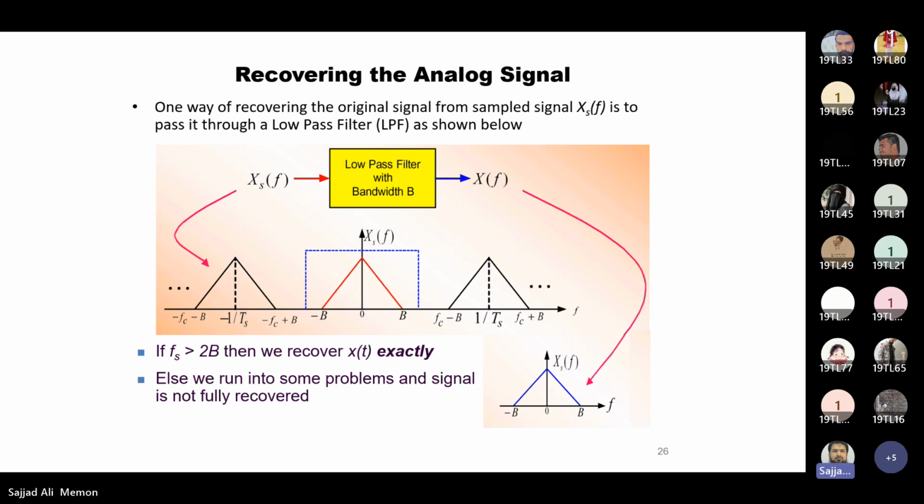If the sampling frequency is greater than twice the bandwidth, then we recover x of t exactly. As you can see here, the sampling frequency should be set greater than twice the highest frequency component present in the analog signal. Then we can recover x of t exactly. Else we run into some problems and the signal is not fully recovered.